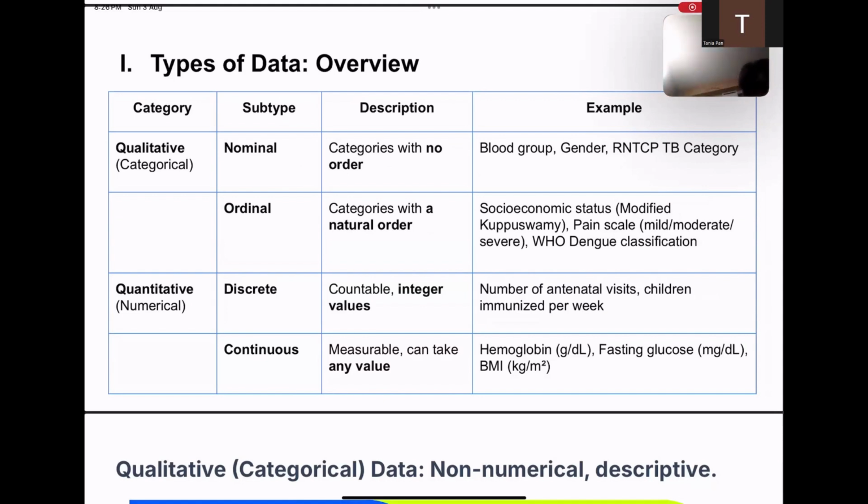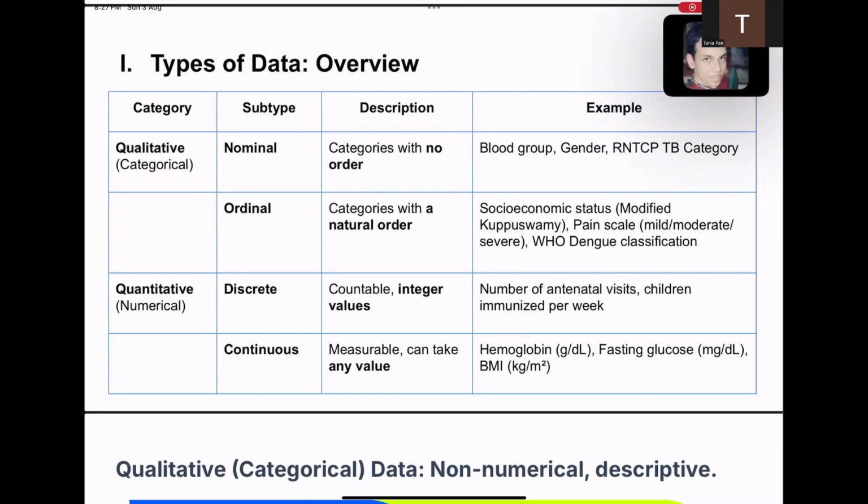They have no order. So going by the example, blood groups: blood group A, B, O, and AB. Can you order them? Can you tell which blood group is better than whom? Which blood group ranks higher? Do you have any criteria defining that? Gender, male, female. The RNTCP TB category 1, 2, 3. Does this have an order? This is better than that, this is higher or lower than that. Can this be defined? No, sir. So that is nominal.